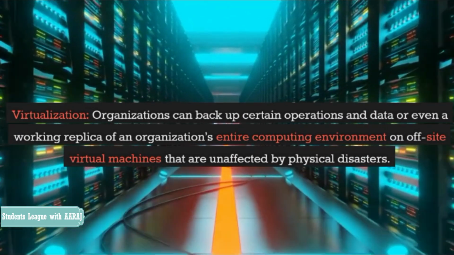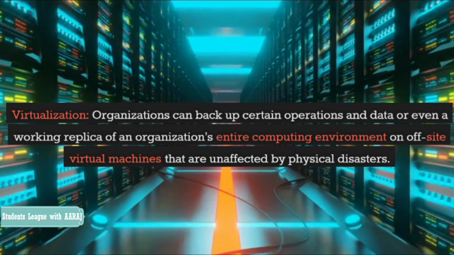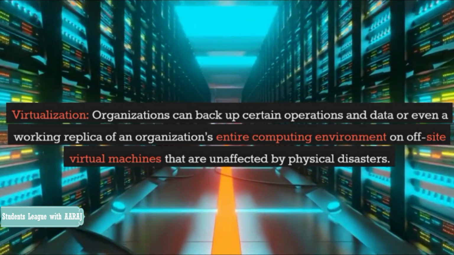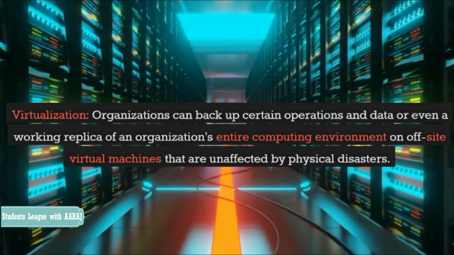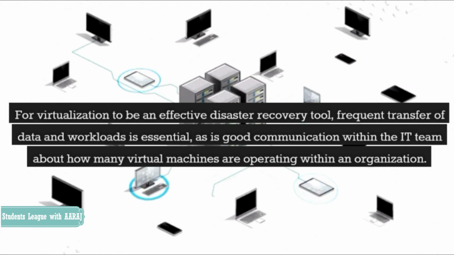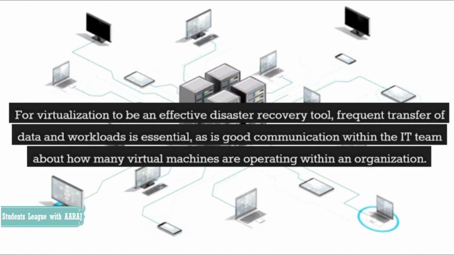7. Virtualization. Organizations can back up certain operations and data, or even a working replica of an organization's entire computing environment on off-site virtual machines that are unaffected by physical disasters. Using virtualization as part of a disaster recovery plan also allows businesses to automate some disaster recovery processes, bringing everything back online faster. For virtualization to be an effective disaster recovery tool, frequent transfer of data and workloads is essential, as is good communication within the IT team about how many virtual machines are operating within an organization.